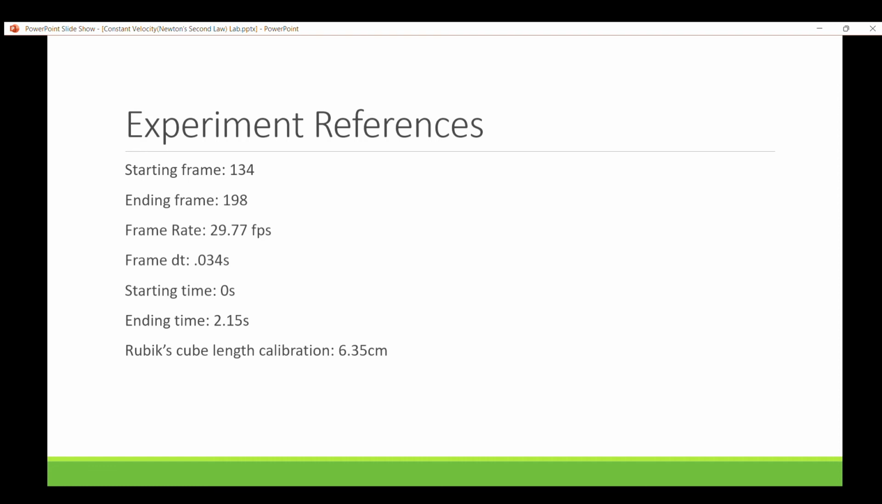Here are the experiment references. You may pause if you want to look at them. But I will now move to Tracker.